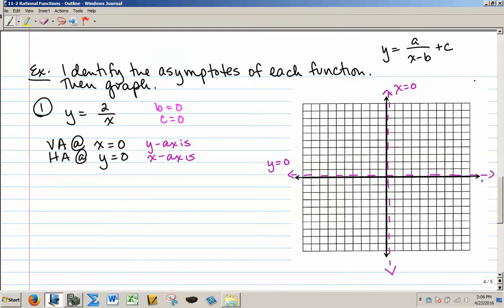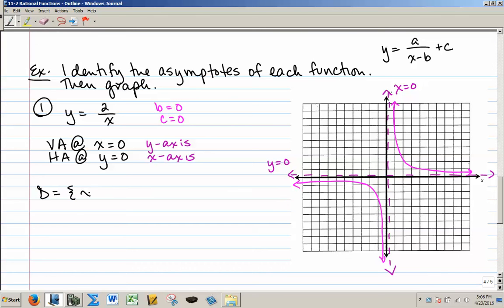So when we go ahead over here to graph this, I'm just going to kind of draw the curve like this, so it looks like what I saw on my calculator, making sure that I don't touch or cross the asymptotes. And then the last thing I'd like you to do is identify the domain and range.